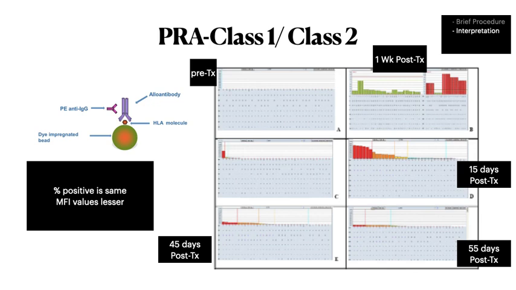And post plasmapheresis, the antibody titers reduce, the MFI values reduce, but you can see here all the same antibodies are present. And again, at the end of 55 days, also the same situation. The MFI values significantly reduce, but then they are still positive at low titers. Same antibodies are present at low titers.